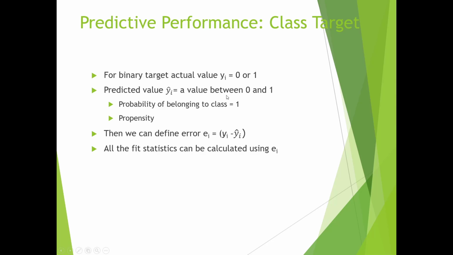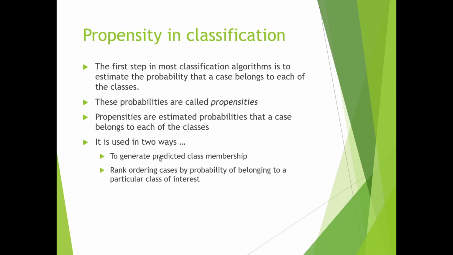Once you have a value for y hat, you can compute the error like we did previously, and then compute all the fit statistics that we did previously. All of that is possible. But usually that's not something we do. What we do is the first step in most classification algorithms: find the propensity and use these probabilities for classification. We can use these probabilities in two different ways.